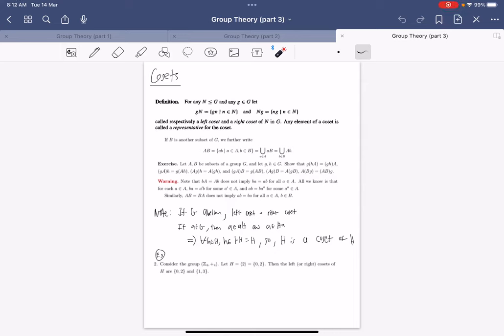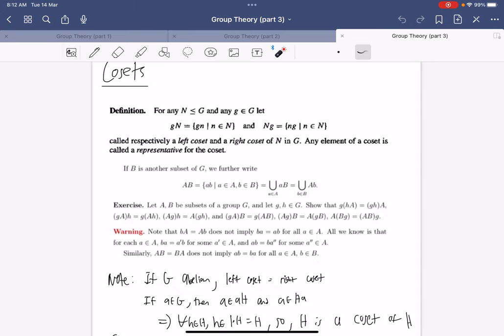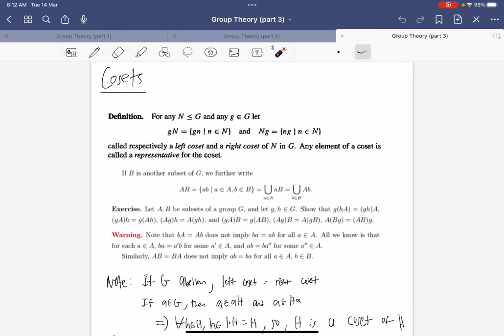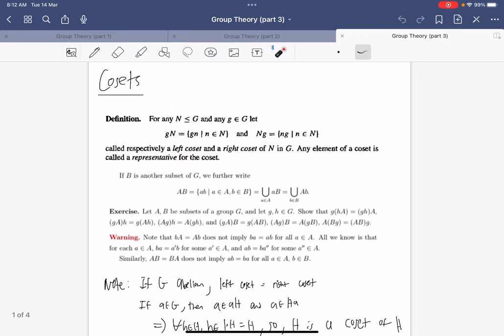Hi, in this video, I'll be going through what cosets are. Cosets are very important and they'll play a fundamental role as we move forward in group theory. We define the left coset to be gN, where N is a subgroup. So we take a subgroup first, and then we form the left coset of it by taking an element g in G and multiplying it. We say this is the left coset of N in G.